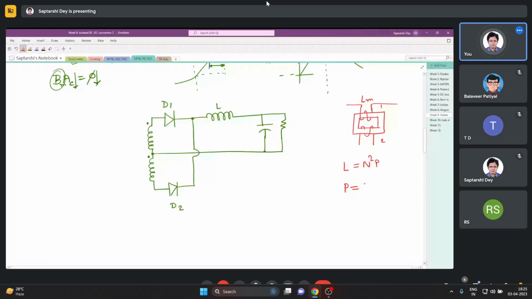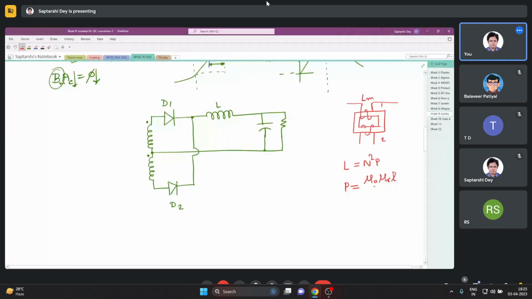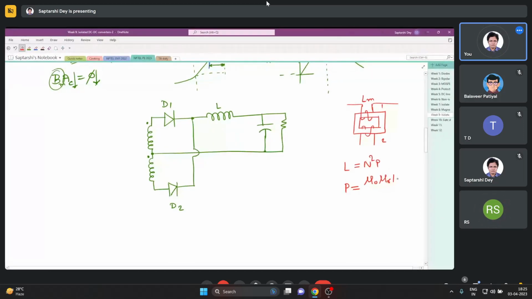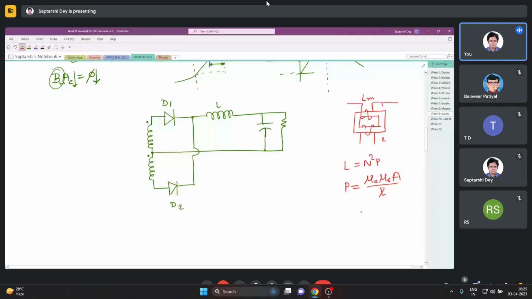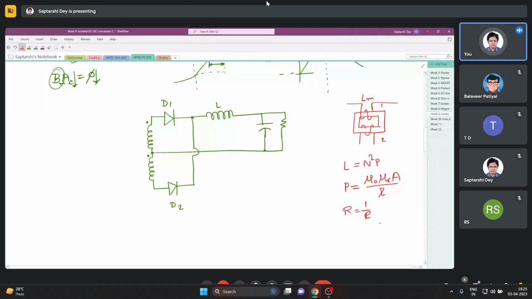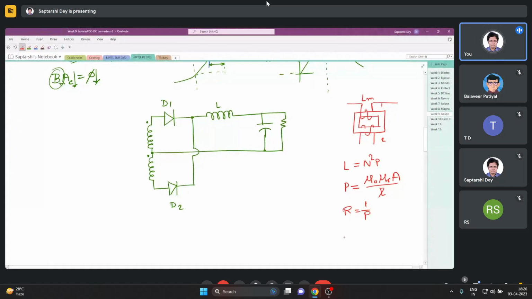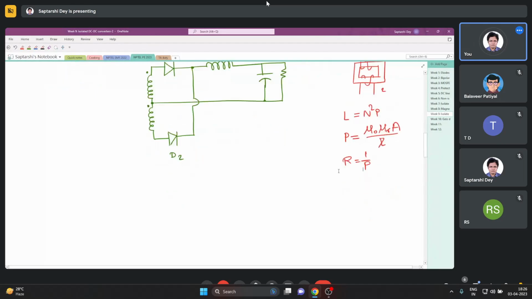It is given by mu naught mu r A by L. It's a completely geometrical parameter. So when I say geometrical parameter, geometry of what? Geometry of the core. So for electrical circuits, we study such things.